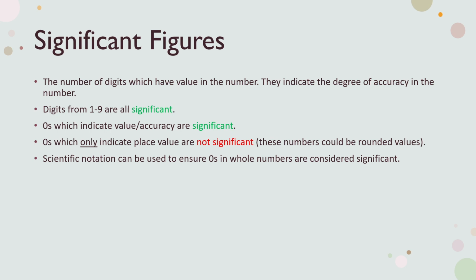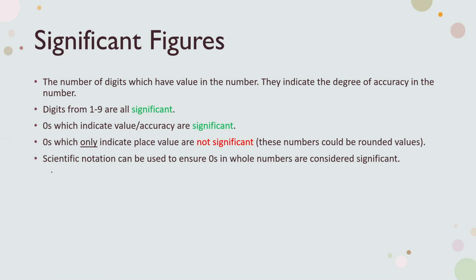So, if we have a 0 which indicates a direct value or gives some implication of accuracy, we say that number is significant. However, there are some zeros which only indicate place value for all of the numbers and are not considered significant. And a lot of the time that is because these zeros could be representative of a rounded value. I'll give you an example of what that means in a minute. So some examples of what I'm talking about.